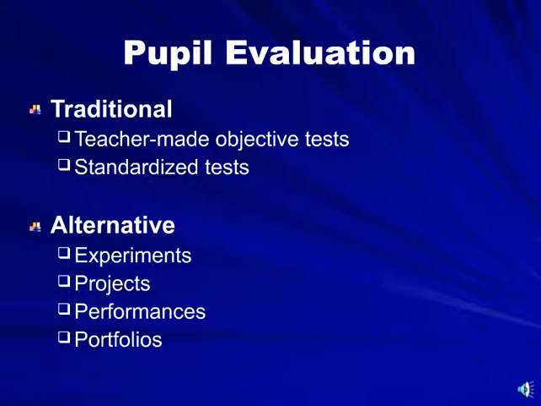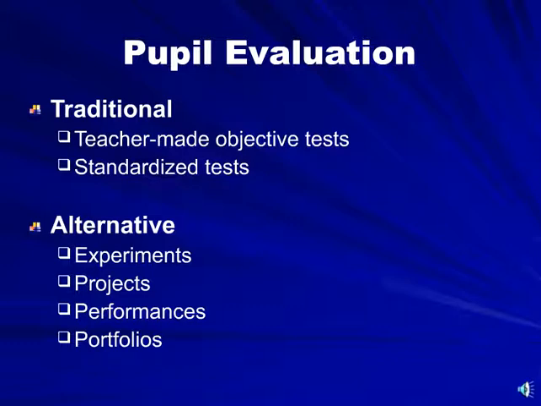Pupil evaluation, well, we've got several different kinds. There's the traditional type of pupil evaluation, the kinds of objective tests that you make to assess progress of your students in your classroom, and then also the standardized tests, the ones that are given by the state and usually prepared by commercial concerns, test-making companies.